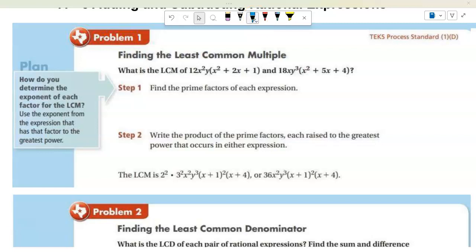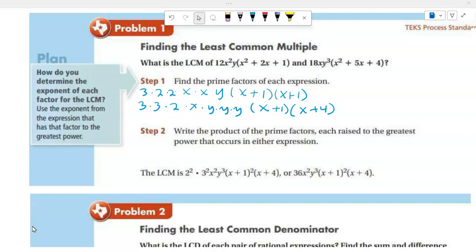We're going to be adding and subtracting rationals. So what you have to do is find the prime factors of each expression. So 12 is 3 times 2 times 2 times x times y. And then you find the factors of x squared plus 2x plus 1. It's x plus 1 and x plus 1.